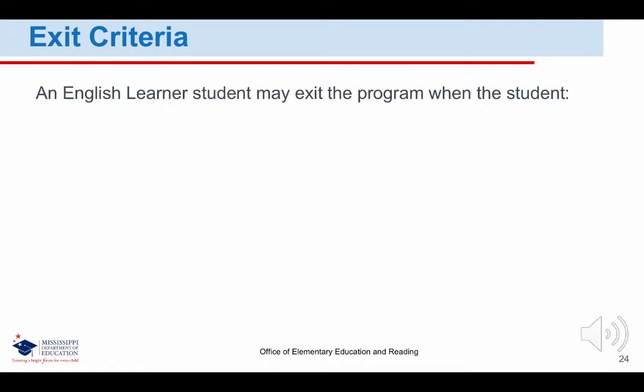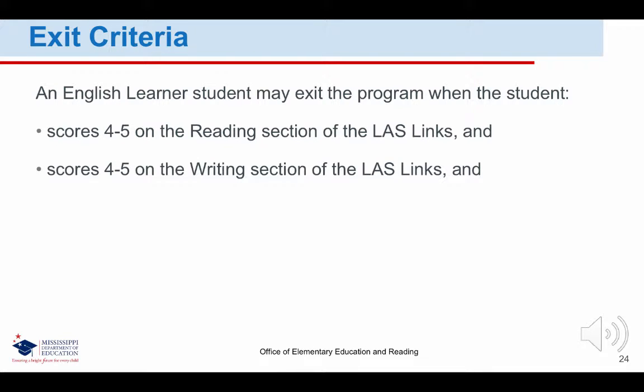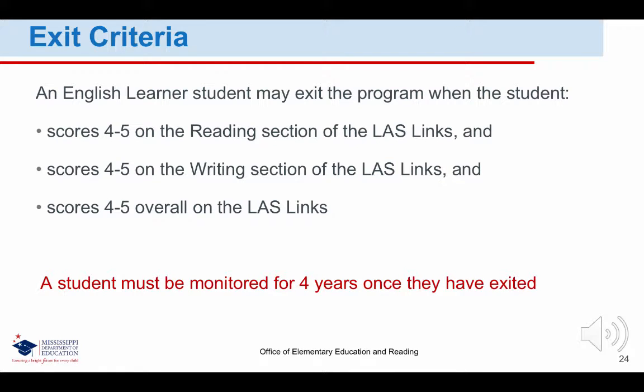Exit criteria. An English learner student may exit the program when the student scores 4 or 5 on the reading section of the Lost Links, and scores 4 or 5 on the writing section of the Lost Links, and scores 4 or 5 overall on the Lost Links. It's important to note that a student must have a 4 or 5 in all 3 areas in order to be considered for exiting EL services. Even then, a student must be monitored for 4 years once they have exited.